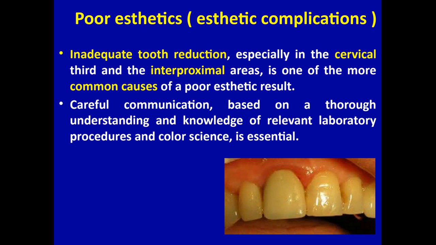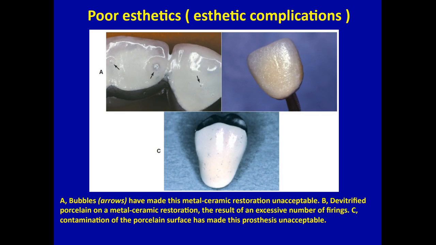Careful communication based on a thorough understanding and knowledge of relevant laboratory procedures and color science is essential. Also, this is an example of poor aesthetics because of inadequate lab procedures. In this case, bubbles have made this metal ceramic restoration unacceptable. Here, the air bubbles will result in poor aesthetics, and this is because of multiple firing.